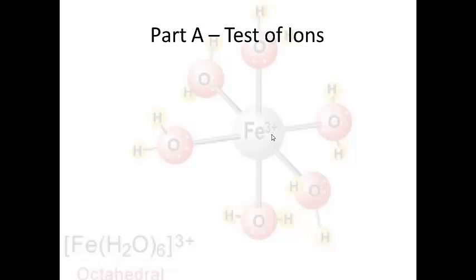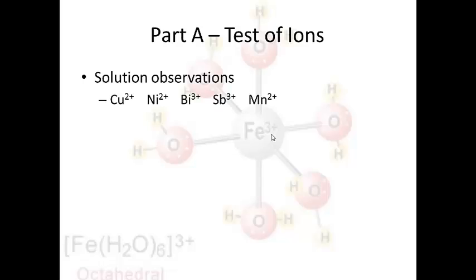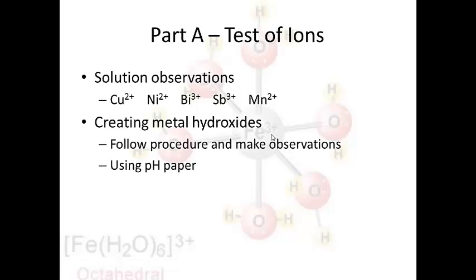Part A of your procedure is to test the ions as separate entities. The solutions that you will be making these observations on are separate solutions containing the following ions. The first step is to make observations of what these look like in solution. Write down any color that these have or anything else that you can observe. Then you'll make metal hydroxides with all of these ions. Follow the procedures in the lab manual and make observations as you go along. Your observations are your data in this lab.